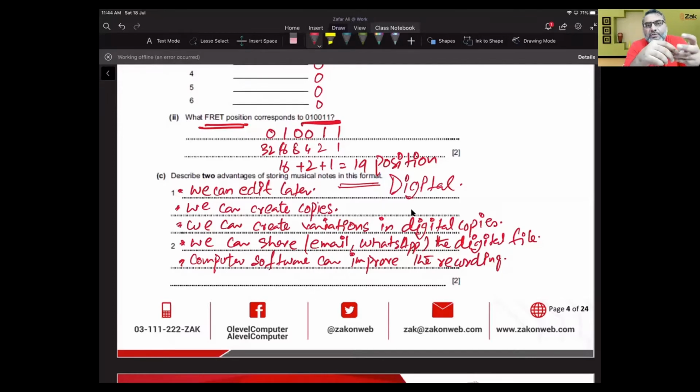When it is digital, we can create copies, we can create variations, we can let the software fine tune it. That is all possible.